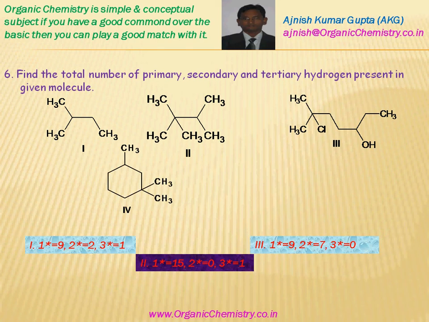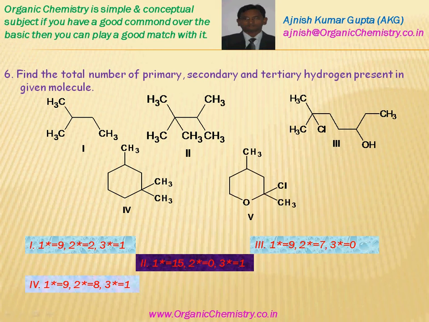For this molecule, the number of primary hydrogens is 9, secondary hydrogens 8, and tertiary is 1. For this molecule, analyze the carbon first. This is attached to 2 carbon, secondary carbon, secondary, tertiary, secondary, primary. This is primary carbon. So the answer is number of primary hydrogen 8, secondary hydrogen 4, tertiary is 1.